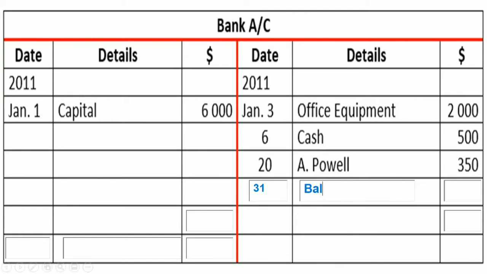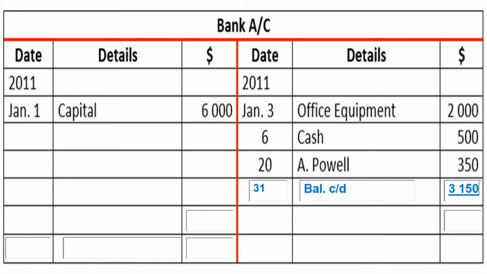The details is balance carried down, and remember, we're entering that value on the side that is short, with the smaller total basically, and the difference that you have generated in step 2 is what you're going to record here, which is $3,150. Now that we have completed step 3, we're going to move into step 4.